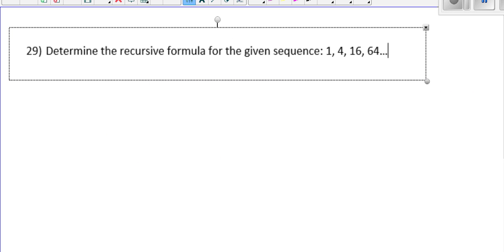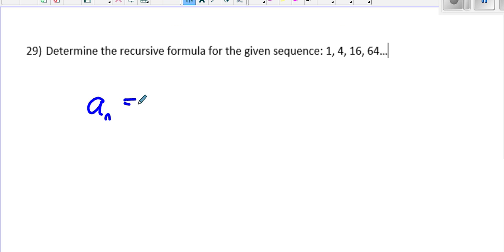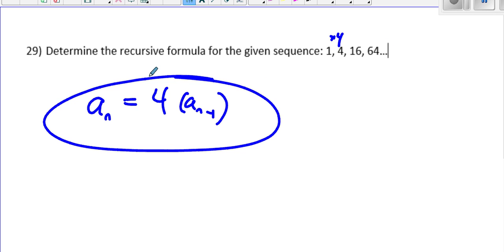Now we're going to do the same thing in reverse. This time write the formula. So that means we need to know what r is. We plug in r. Here's the formula. We plug in r times a sub n minus 1. So to get from 1 to 4 to 16 to 64, what number are you multiplying by? That would be times 4. And then times 4, then times 4. So r is 4. There's your equation.